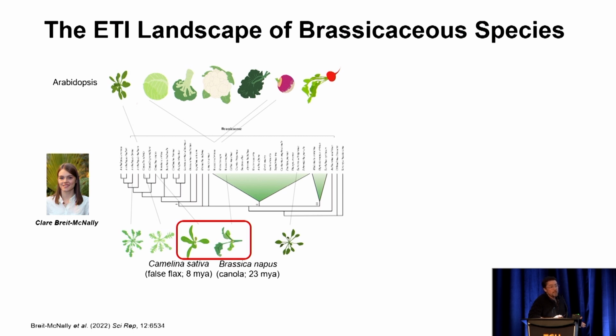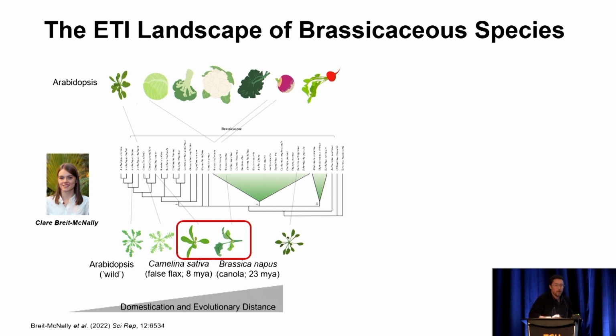Camelina, being more closely related, diverged about 8 million years ago from Arabidopsis, the wild relative. And canola is more distantly related to Arabidopsis. About 23 million years ago, it diverged away. But this presents a very nice continuum, a gradient of relationship, right? Evolutionary distance from Arabidopsis as well as domestication.